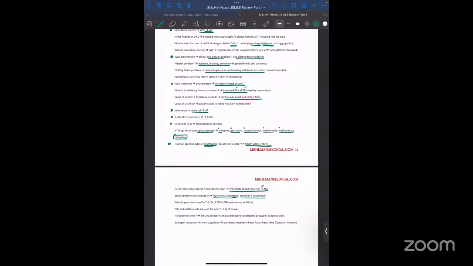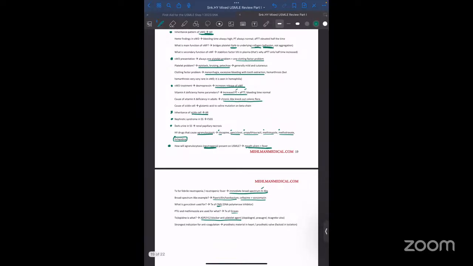What is ganciclovir used for? Treatment of CMV; it is a DNA polymerase inhibitor. PTU and methimazole are used for what? Treatment of Graves. Ticlopidine is an ADP P2Y12 blocker, an antiplatelet agent like clopidogrel. It has clop in it. So clopidogrel, prasugrel, ticagrelor also.